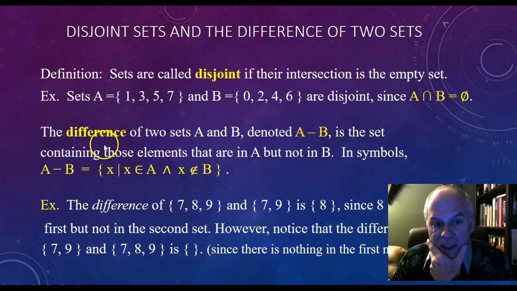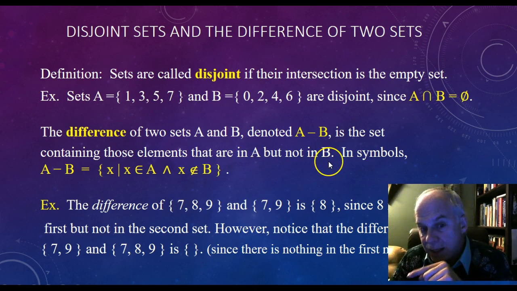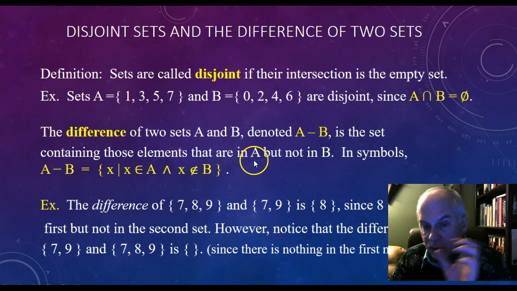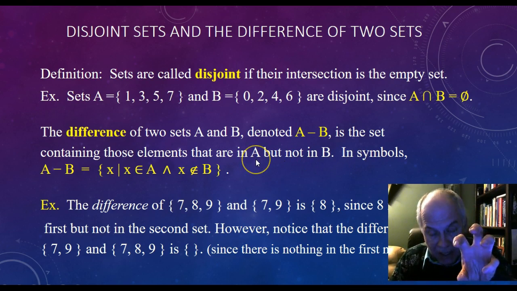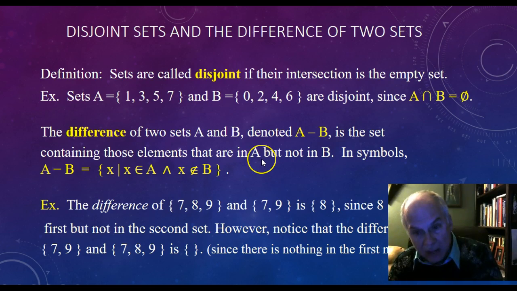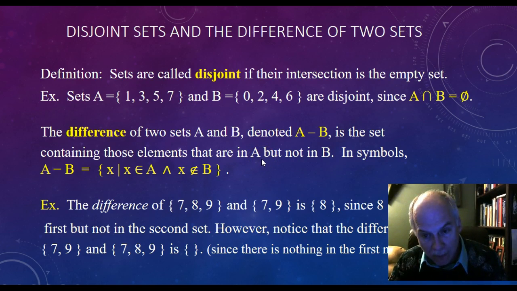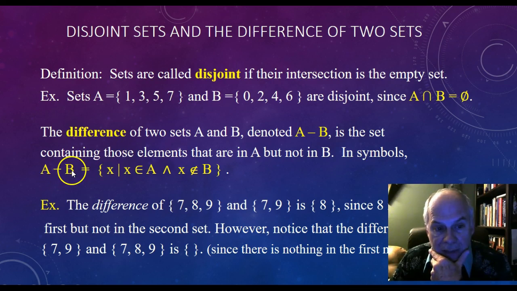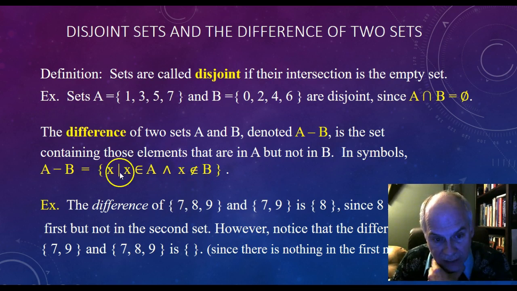In the case of the difference of two sets, we denote that by A minus B. It's the set containing those elements that are in A but not in B. So you look for the elements that are in A, but then you take away the ones that are in B also. So in symbols, A minus B equals the set of all X such that X is an element of A and X is not an element of B. That's how to write it in set builder notation.